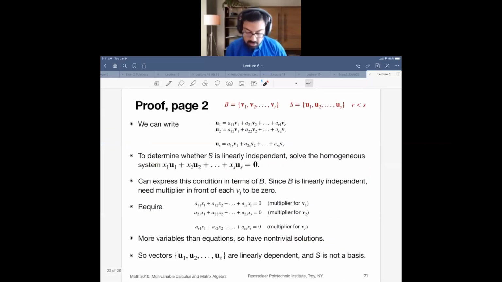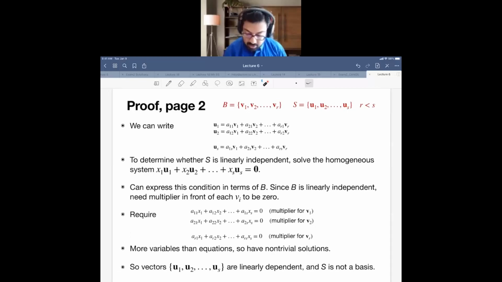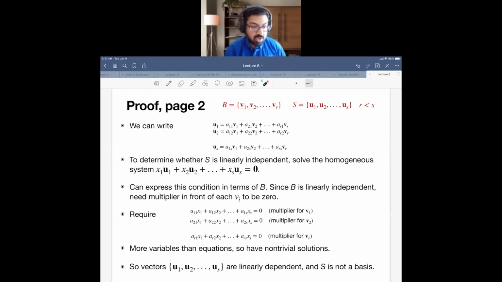Let's try to look at the math behind this. So what we are doing here is we are just recapping. B is our basis with R vectors, S is our basis of the subspace W with S vectors, and R is less than S. Number of vectors in the basis are different. So that's what we had assumed.